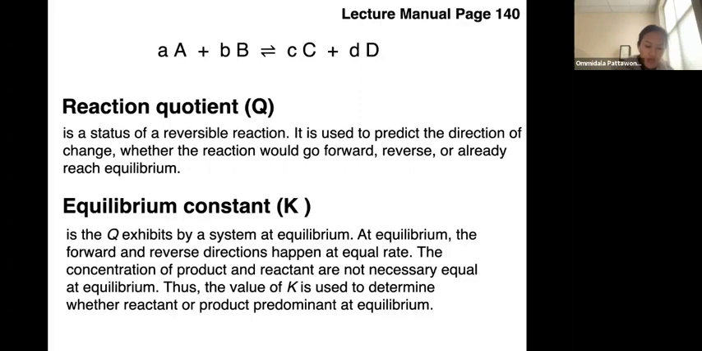Reaction quotient is going to tell you about the status of the reaction. It's going to help you predict whether the reaction would proceed in the forward or the reverse direction, or whether it's already at equilibrium.